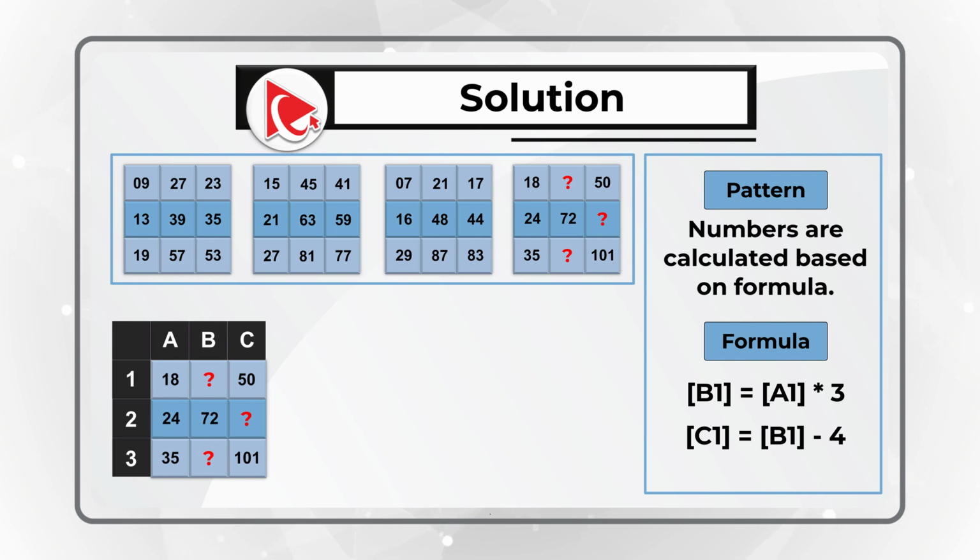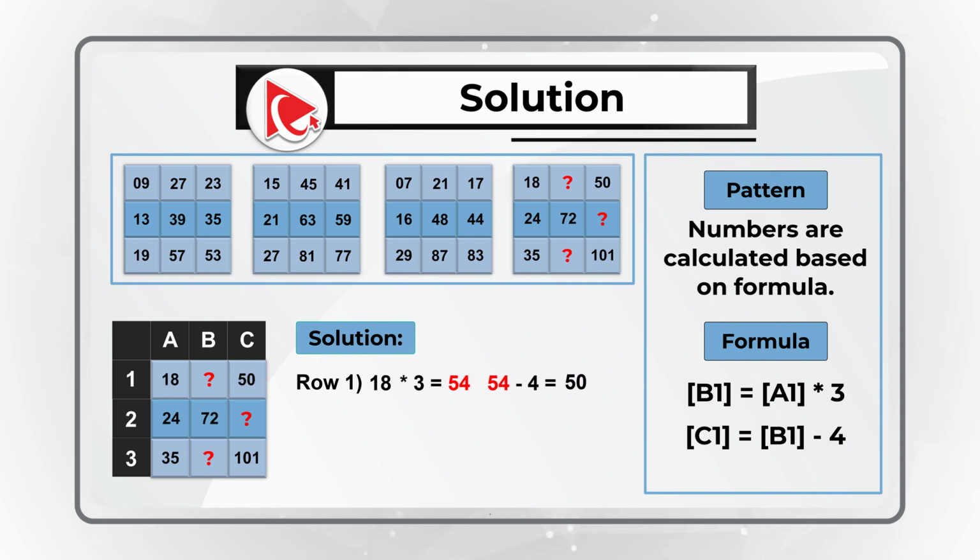So to calculate the missing numbers in row 1, we need to multiply 18 by 3, which would equal 54, and then 54 minus 4 equals 50. For row 2, the calculations will be 24 multiplied by 3 equals 72, and then 72 minus 4 equals 68.